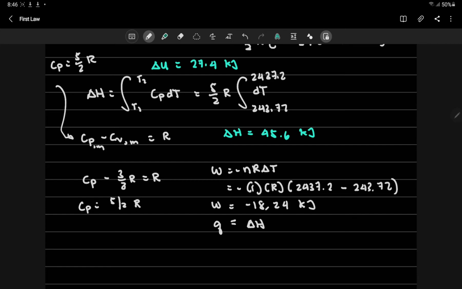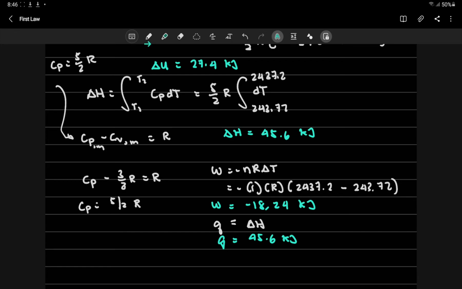Okay, so we were able to again compute for both the work and the, oops, di ko pala nasulat yung solution. Delta H is what? Yung 45.6, right? Kilojoules. So, yan yung ating change in enthalpy. Yan na rin yung ating Q or heat. Alright, so we were able to solve for these four properties for the second step.